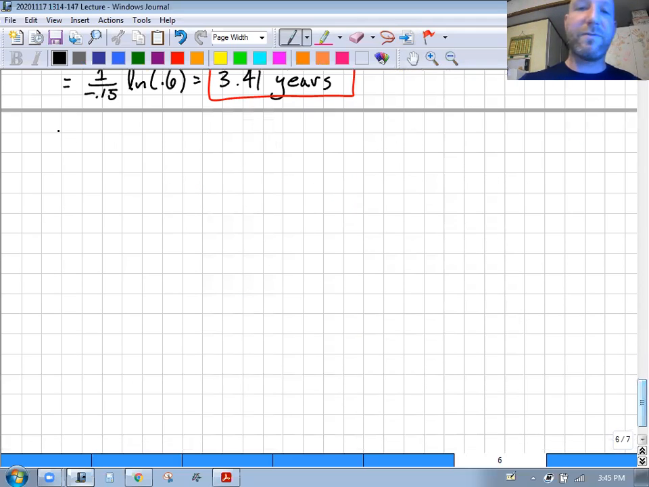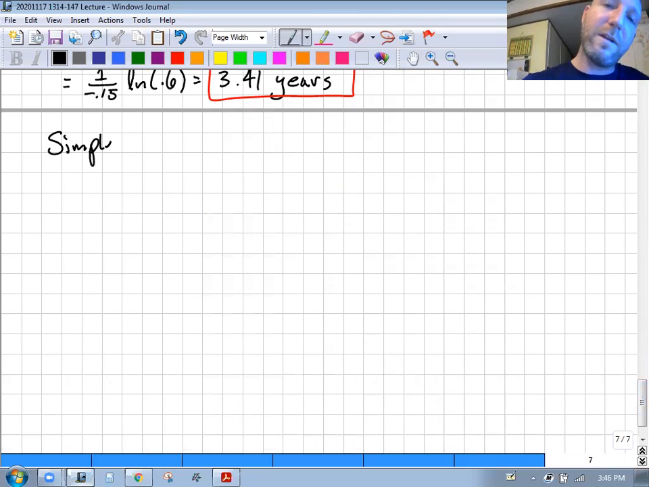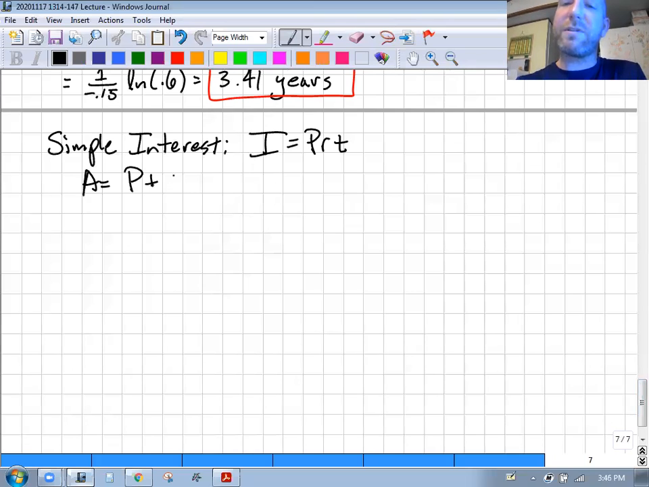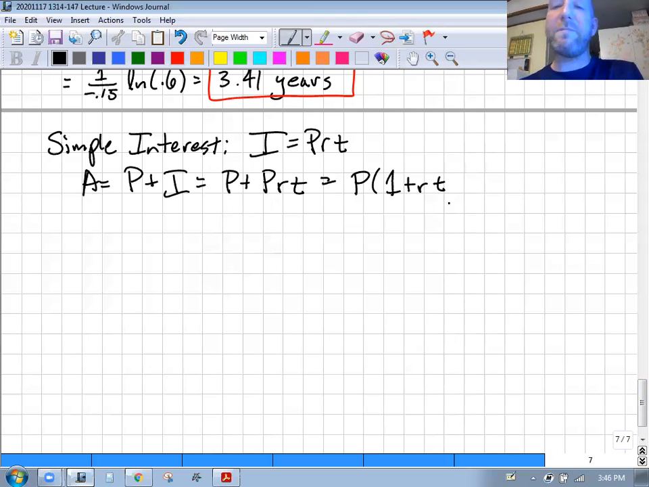So here's your different formulas. You have simple interest, okay? I equals PRT. That's where no matter how long the time is, 15 years, 1 year, 7 years, you collect interest once and you use that. So in this case, your amount is your principal plus your interest. So you replace interest with that. So that's your principal plus your interest. You can factor out the P. So that's your simple interest.